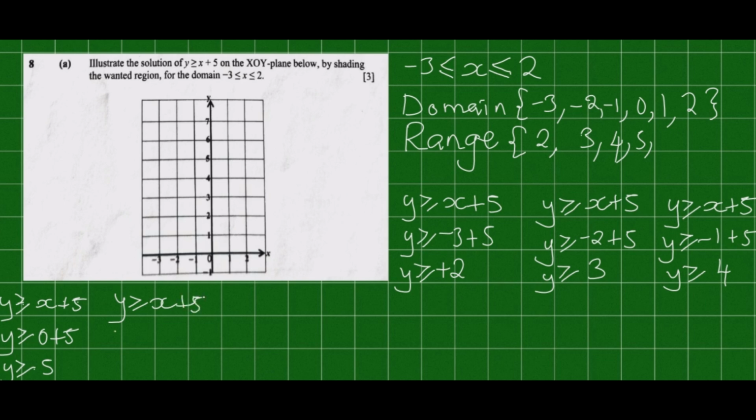Then we say y is greater or equal to the value of x, which we have said is 1, so we say 1 plus 5, y is greater or equal to 1 plus 5. Since the signs are the same, we add: 1 plus 5 will give us 6. So when x is equal to 1, then y will be 6.